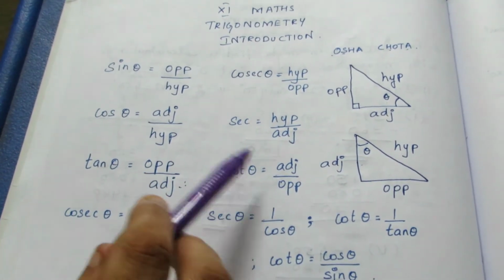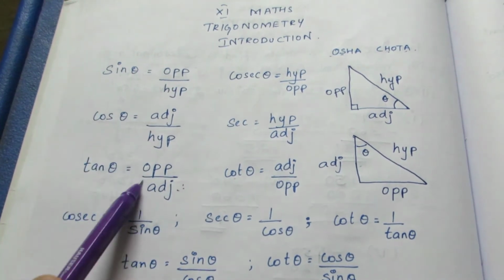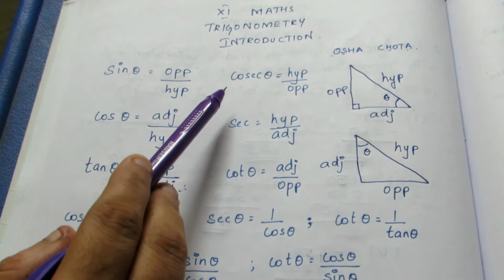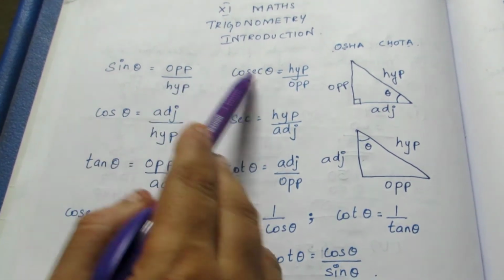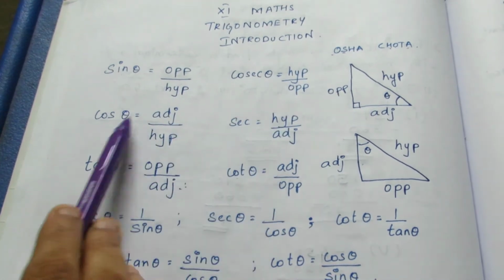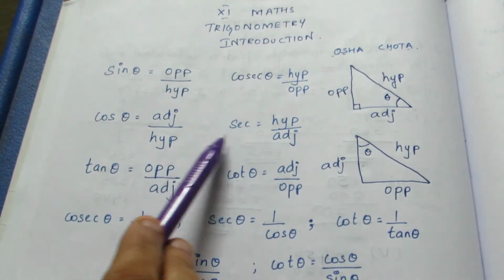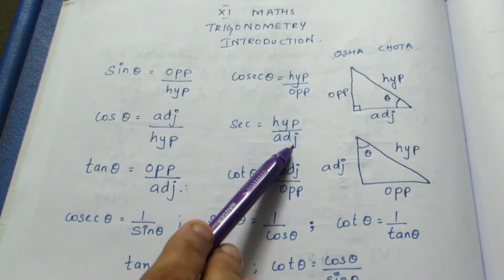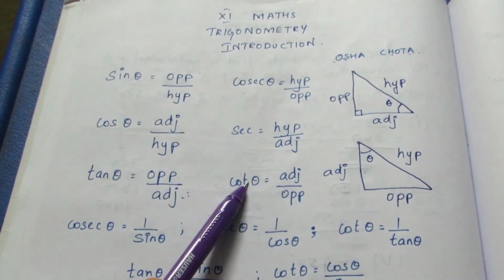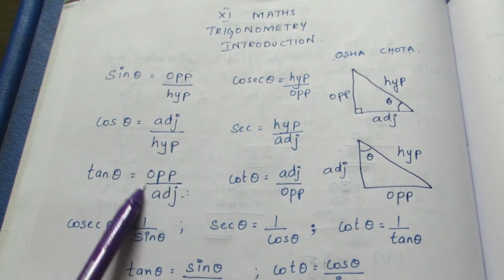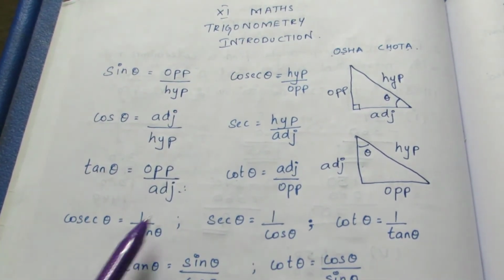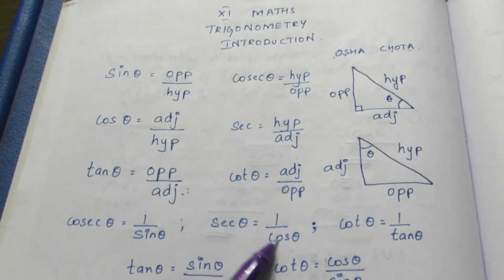Cosecant, secant, cot are the reciprocals of sine, cos and tan. For sine, it is opposite by hypotenuse. The reciprocal of sine is cosecant, so it is hypotenuse by opposite. For cos, the secant is the reciprocal, so it is hypotenuse by adjacent. For tan, the reciprocal is cot, that is adjacent by opposite. For S, C is the reciprocal, for C, S is the reciprocal, remember it in that way.